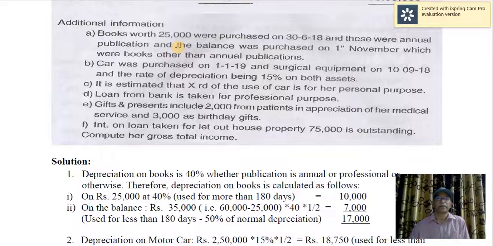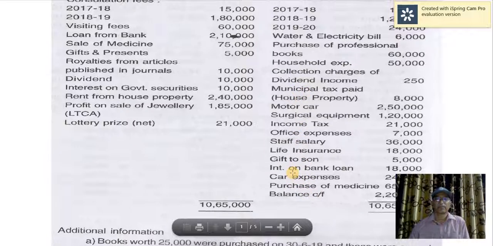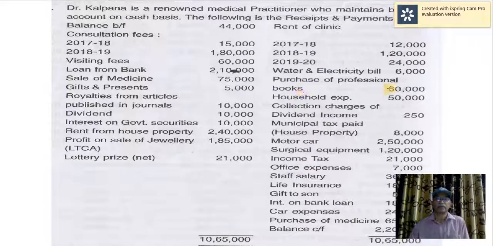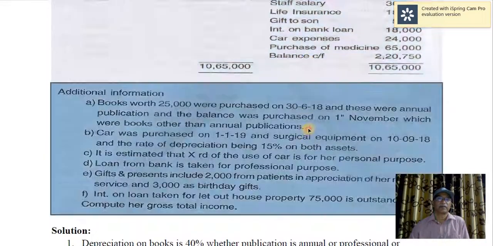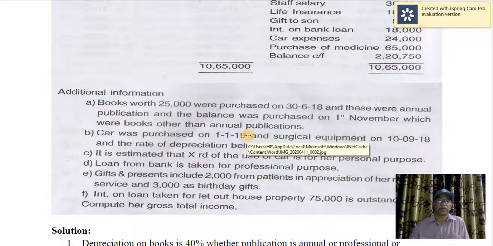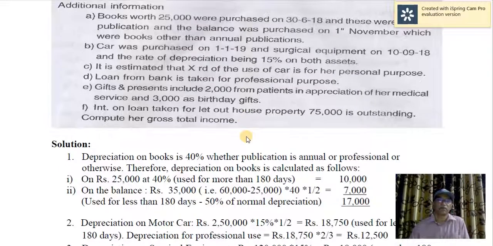If you look at the payment side here, you see here books purchase 60,000. Out of 60,000, 25,000 is annual publication, and here 40% depreciation is allowed, whereas on the rest of the amount you have to calculate at the rate of 40%, but for half year. Then car was purchased on 1/1/2019. That means the car is used in the business only for a period of 3 months. That means it is used for a period lesser than 180 days. Therefore, 50% of normal depreciation is allowed.